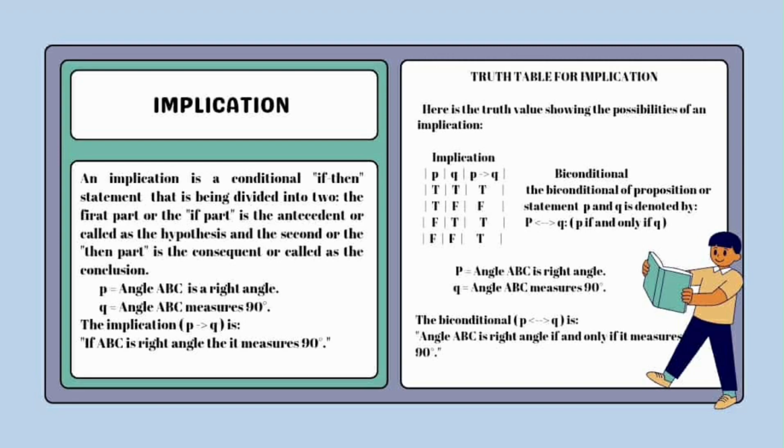Truth table for implications. Here is the truth value showing the possibilities of an implication. The columns are for P, for Q, and for P then Q. In implication, all the possibilities will be true, except when the hypothesis is true and the conclusion is false, then P then Q will be false. So again, all of these will be true except when the hypothesis is true and the conclusion is false.